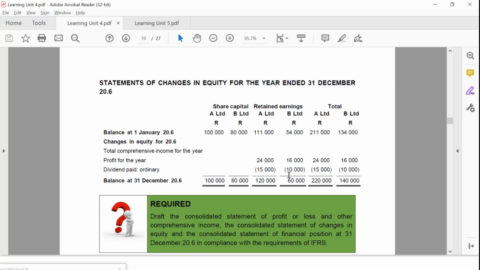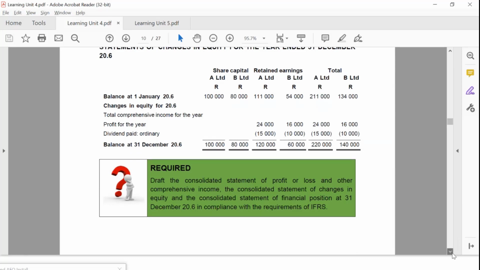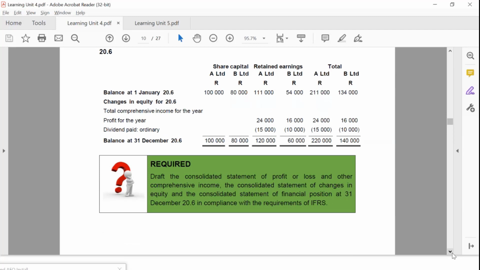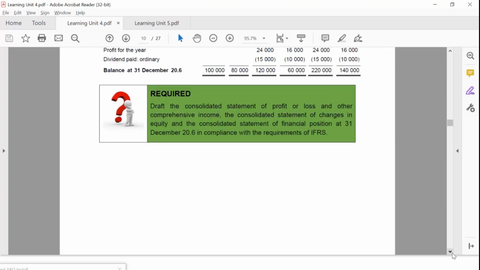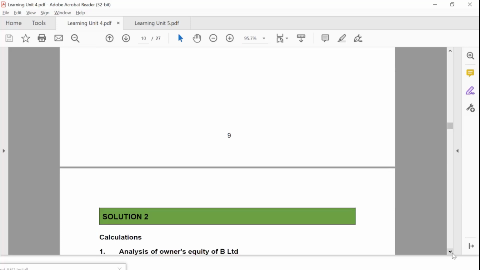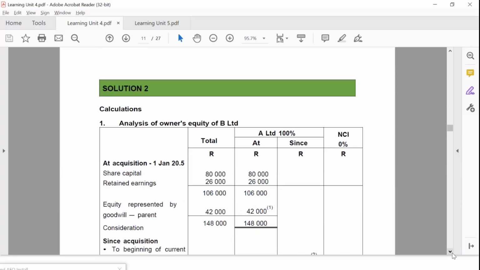It's A. So they paid everything to A. Good. Now required: prepare the consolidated statement of financial position and other comprehensive income and consolidated statement of changes in equity as at 31st of December 2020 in compliance with international financial reporting standards. So, and look at the analysis.